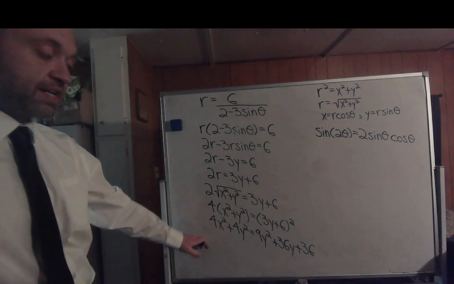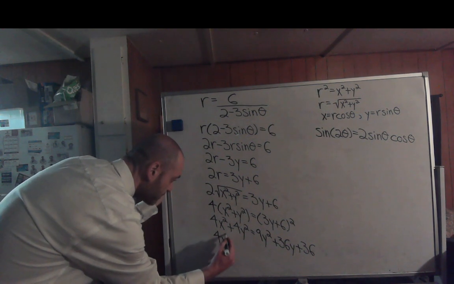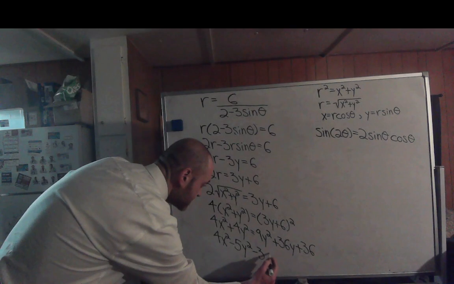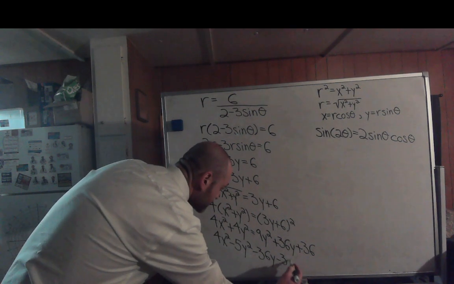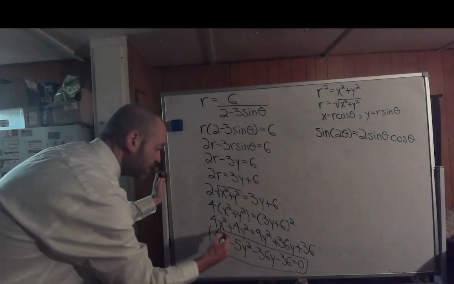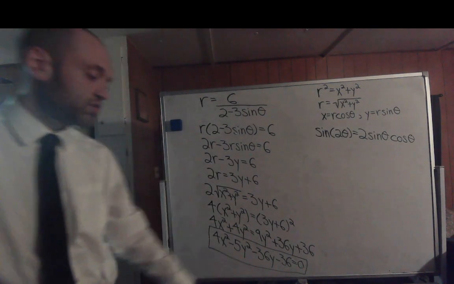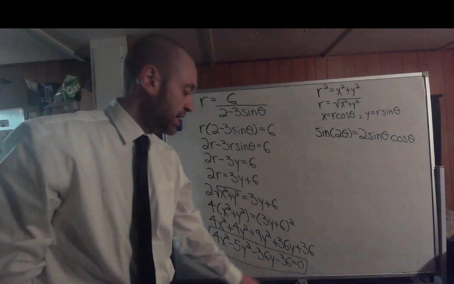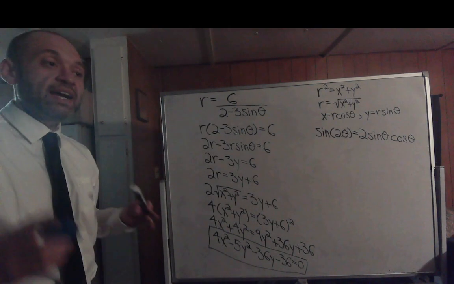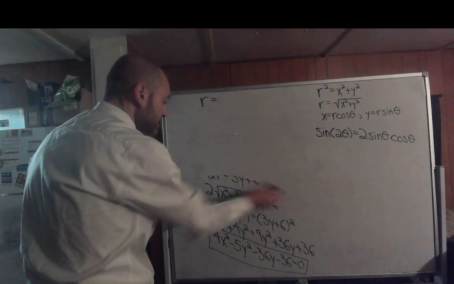And now we just collect like terms, make the right-hand side equal to 0. You'll end up with 4x squared minus 5y squared minus 36y minus 36 equals 0. And that is the equation of this hyperbola in standard form in the rectangular system. You get 4x squared minus 5y squared minus 36y minus 36 equals 0. Now I got just one more, and as it actually turns out, it's just going to be a line, though it's not going to look like it at first.